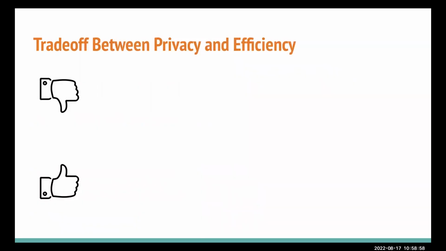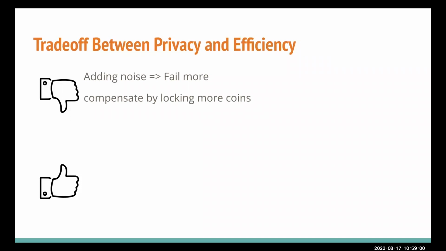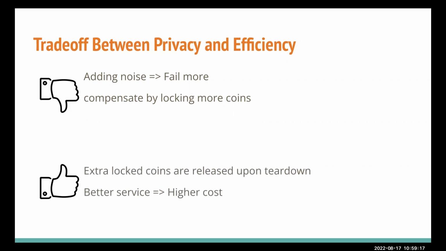So there is an interesting trade-off here, right? Adding noise means that we will fail more. So this is what you meant, I think. We will say no to more transactions. And the relays can compensate by locking more coins. This is possible, but these extra locked coins mean that he will pay more money. And how much more money will he need to pay? This is a very interesting question.